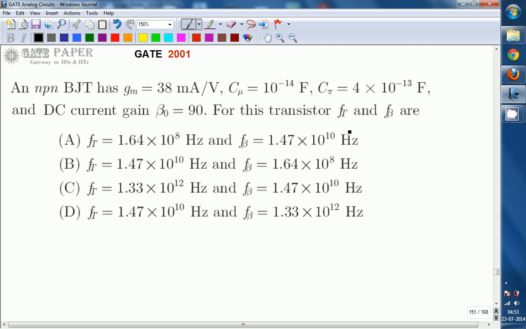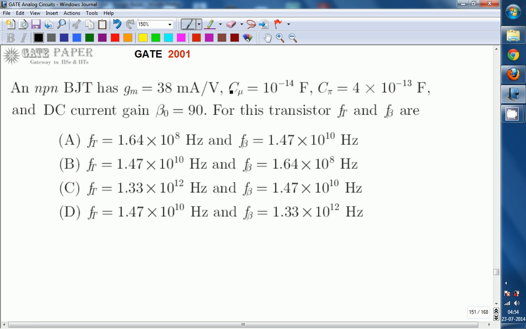An NPN BJT has gm, that is transconductance, of 38 milliamperes per volt, C mu of 10 power minus 14 farads, C pi of 4 into 10 power minus 13 farads, and DC current gain of 90. For this transistor, calculate the values of F beta and F tau. So, out of the given 4 options, you should see which will be the right answer.